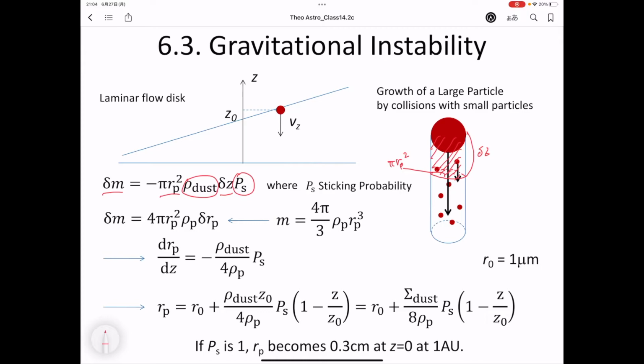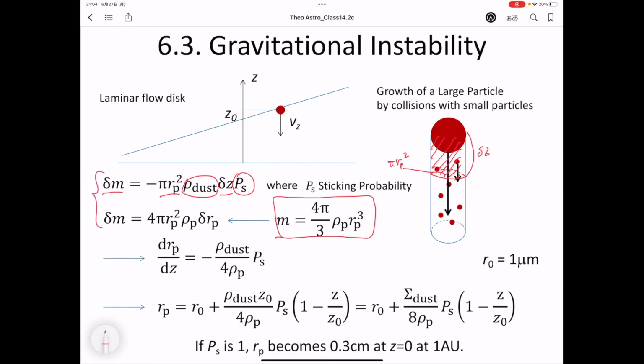The mass of the solid particles can also be calculated. 4 pi over 3 r sub p cubed is the volume of spheres. Then times rho sub p, the material density. So from this equation, the derivative of delta m can be calculated: 4 pi r sub p squared rho sub p times delta r sub p.